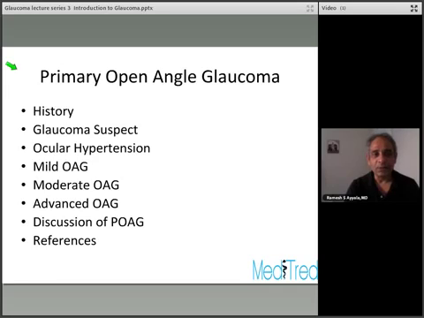So today we'll go through a brief history of glaucoma, where the word came from, who are the key players in the classification of glaucoma, followed by primary open-angle glaucoma and various stages of it, and we'll end with the discussion of the risk factors associated with primary open-angle glaucoma.